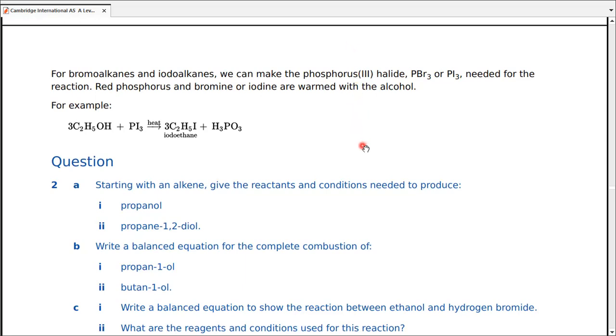Okay, sir. So for bromo and iodoalkanes, we can always use PBr3 or PI3. Red phosphorus and bromine or iodine are used with the alcohol. Students also tend to overlook this line that has been used in past papers: you can't directly use PI3, we use it in situ. How do we do it? Red phosphorus and bromine, forming PBr3, or red phosphorus and iodine, forming PI3, are warmed with the alcohol. You get your product.